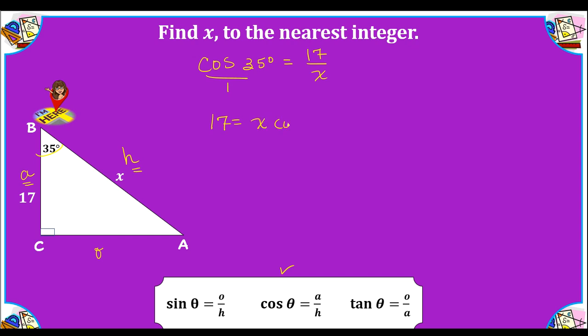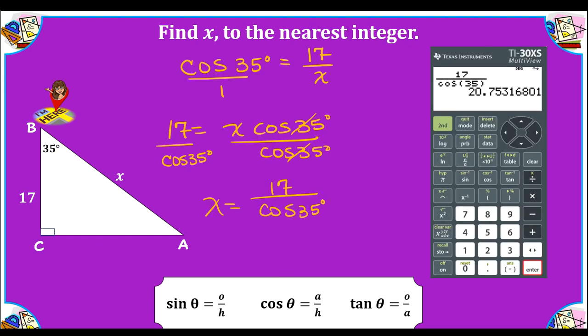We're going to get X times cosine of 35. This time we have to isolate X, so we're going to divide each side by the cosine of 35. And now in our calculator, I'm going to use the N over D button and put in 17, and then in the bottom just cosine 35. And so when we enter that in our calculator, we get 20.753 and so forth. It says round to the nearest integer. So X is going to be 21 in length.